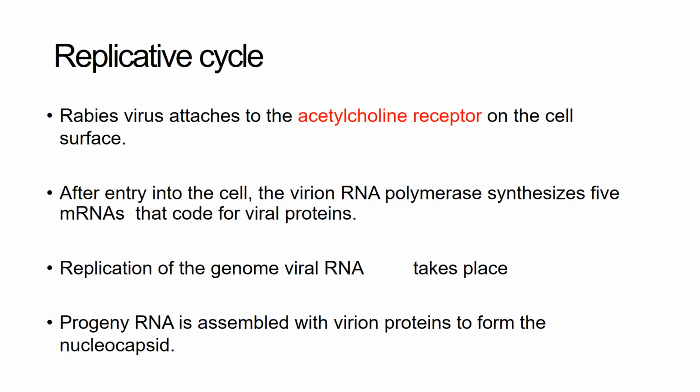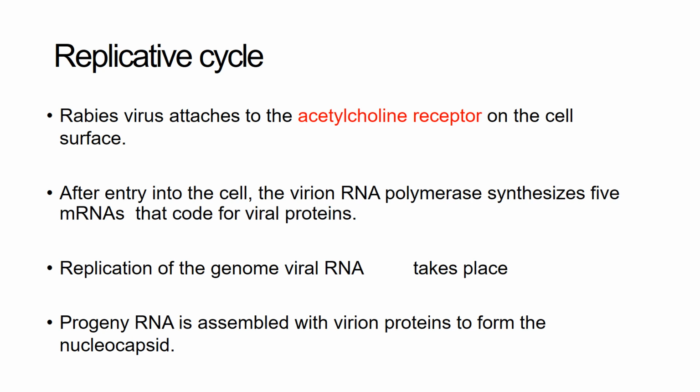The replicative cycle of rabies virus is equally important as the pathogenesis is. So the rabies virus attaches to the acetylcholine receptor on the cell surface. Now if you recall where the acetylcholine receptors are, they are present on the neuromuscular junction. So this means that when the bite of the animal takes place, the virus will go straight to the neuromuscular junction and will target the acetylcholine receptor present there.